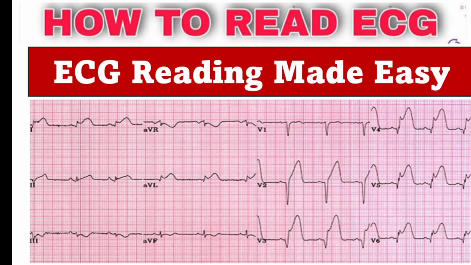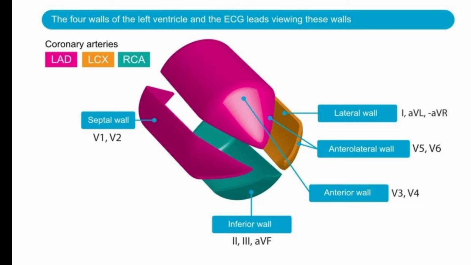So today's video is going to be about how to read an ECG, or how to read the ECG graph. Before knowing the ECG reading, we have to know the leads and which leads denote which area of the heart. You can see the pink color denotes the left anterior descending artery, the yellow color denotes the left circumflex artery, and the green color denotes the RCA, or right coronary artery.